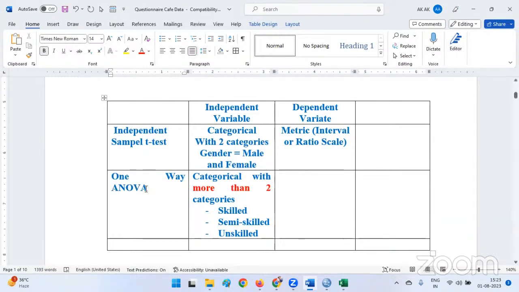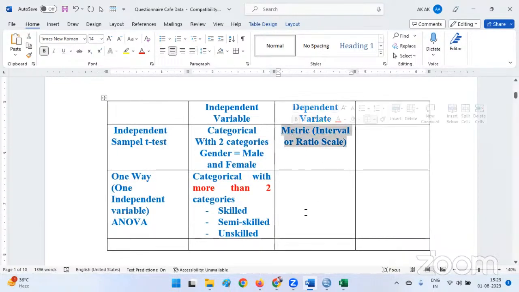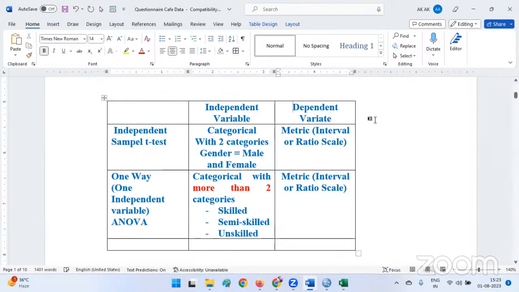One-way ANOVA means ANOVA with one way means one independent variable. Okay. One independent variable, that is called one way ANOVA. So dependent will be same, metric, ratio, or interval. So this table tells us which statistical tool is suitable in which particular condition.